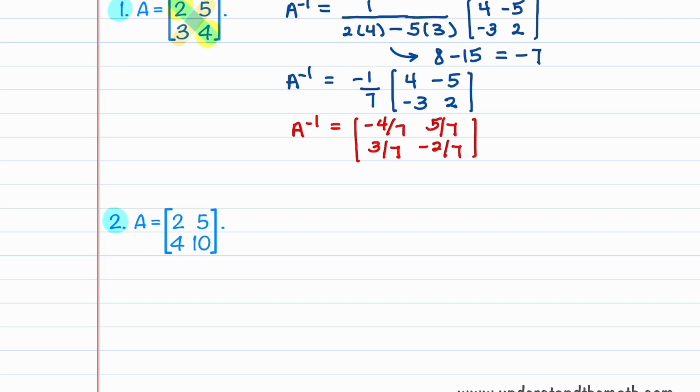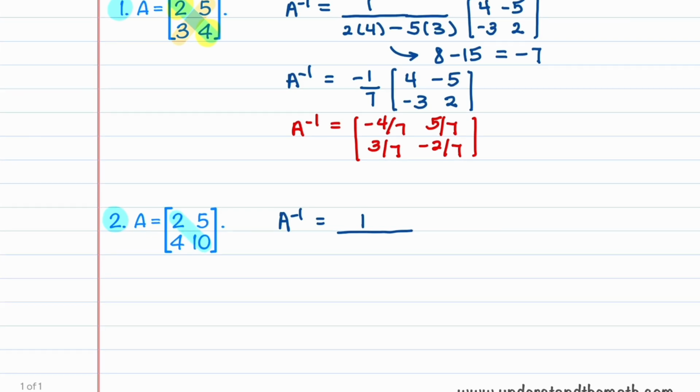You may want to pause the video and see if you can do this on your own. I bet you can. A inverse is equal to 1 divided by the determinant. That's the main diagonal entries multiplied. So we have 2 times 10 minus the off diagonal elements multiplied, which is 5 times 4.